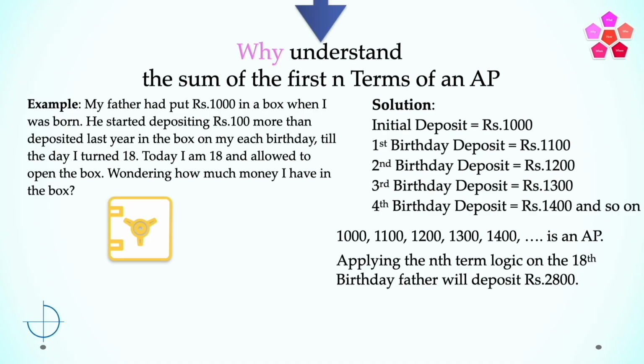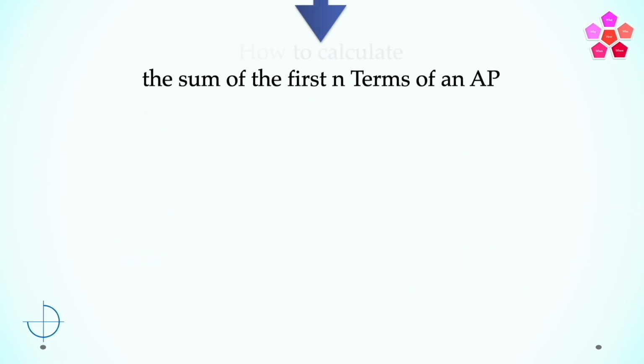Earlier, the deposited amount was constant, but now the amount deposited was also increasing every year. So the nth term logic cannot be applied to know the total money in the box. This finally settles as to why the sum of the first n terms of an AP is going to help us. Coming back to the core question now, how to calculate the sum of the first n terms of an arithmetic progression? So S represents the sum.